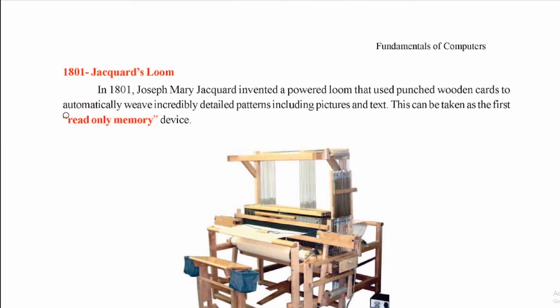And we have one more called Jacquard's loom. In 1801, Joseph Marie Jacquard, so the names are very important, remember this, invented the powered loom that used punched wooden cards to automatically weave incredibly detailed patterns including pictures and text. So this can be taken as the first read-only memory device. On wooden cards like this, it can write patterns, sometimes text or maybe pictures or numbers, which are automatically woven. So this detailed pattern can be generated.